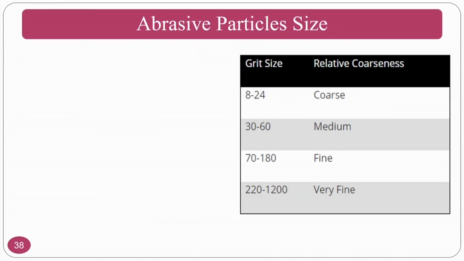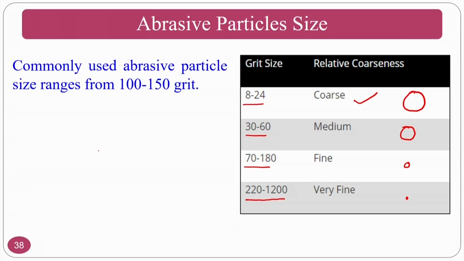As you can see, grit size 8 to 24 is considered coarse, that means very big size abrasive particles. Then 30 to 60 you will say is medium, 70 to 180 will be fine. At the same time, 220 grit size to 1200 grit size will be very fine. Normally people measure in terms of sieves, which I have explained in the grinding process. The number of abrasive particles passing through the sieve is what we call the grit. This particular portion is nothing but one grit.